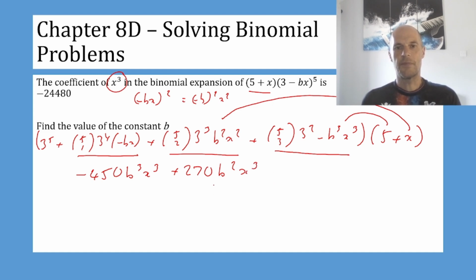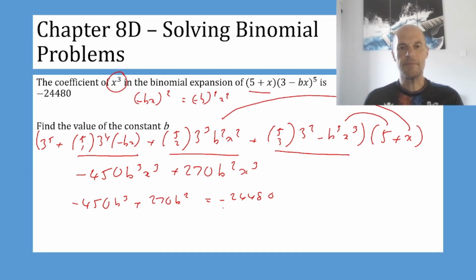Okay, so my coefficient for the x cubed is minus 450 b cubed plus 270 b squared, and we've been told that that equals minus 24480. So what I'm going to do is solve this as a cubic equation. So that's negative 450 b cubed plus 270 b squared plus 24480 and make that equal 0.